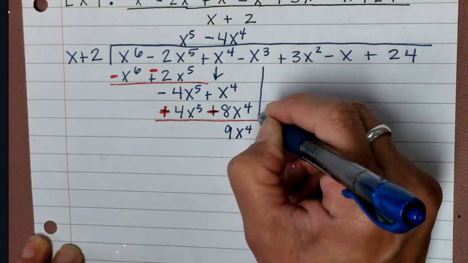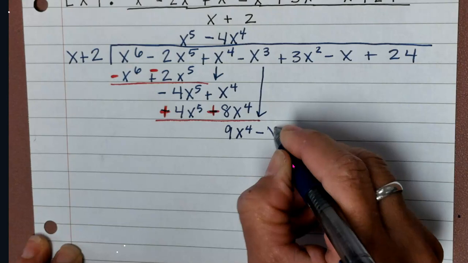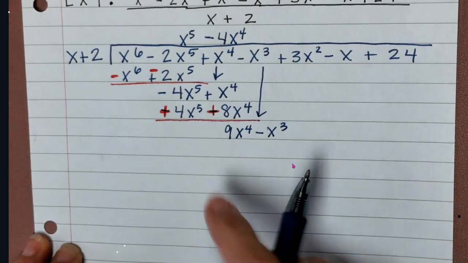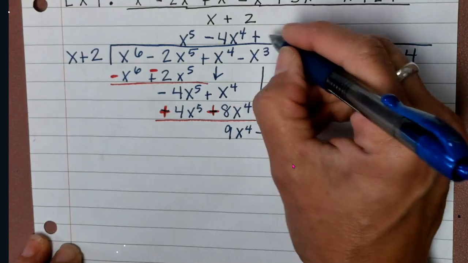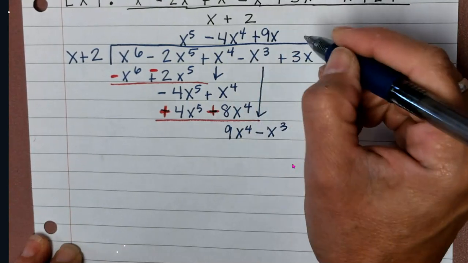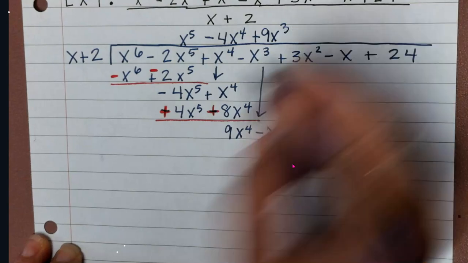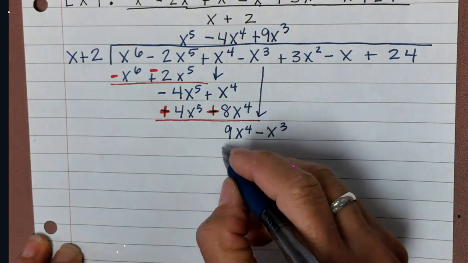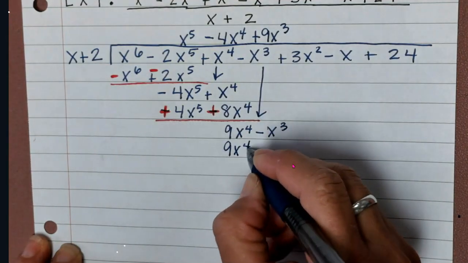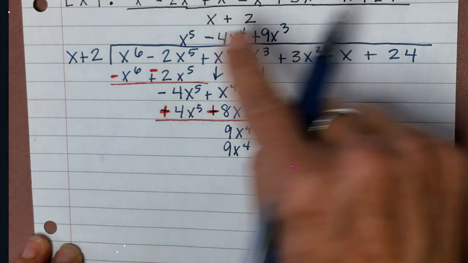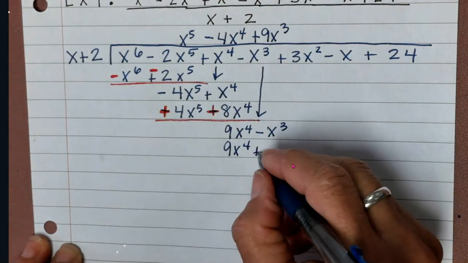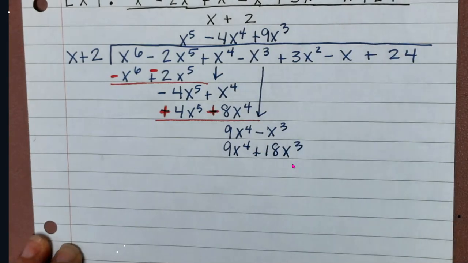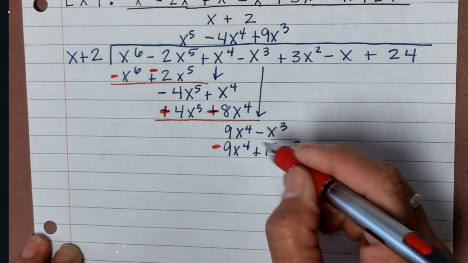Bring down the next term. I need an x to turn into 9x to the fourth. I'm going to multiply it by a positive 9x to the third. 9x to the third times x is 9x to the fourth. Okay. 9x to the third times 2 is a positive 18x to the third. Red pen time. Change your signs.